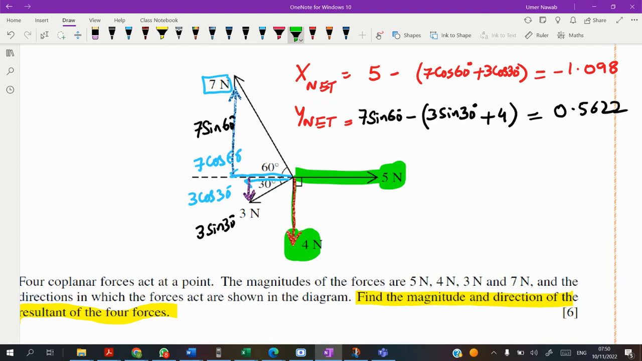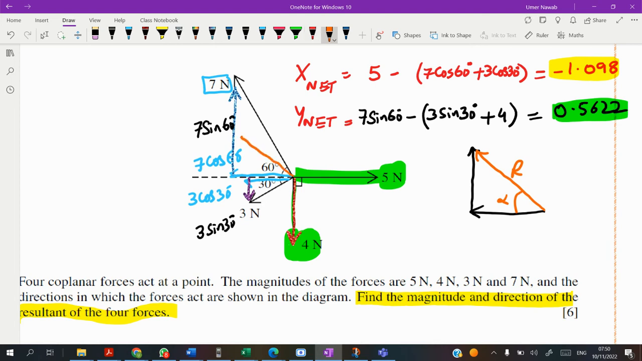Now y is positive, but x is negative. Can I draw a rough diagram? X net backward, y net upward. So what would be the direction of the resultant? So this is your resultant. Can I find this alpha? In other words, R is here, and this is your x net, and this is your y net, and this angle is alpha.